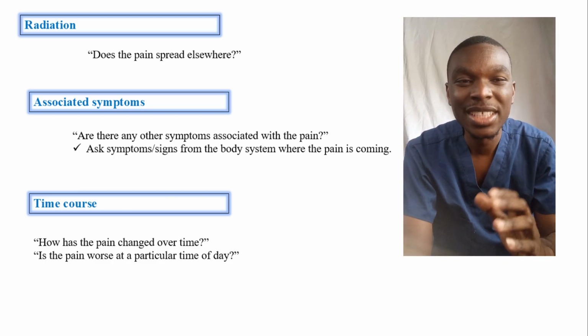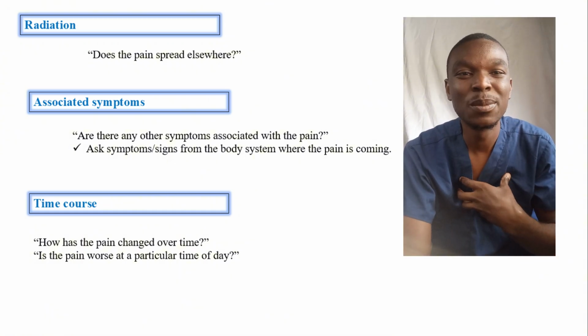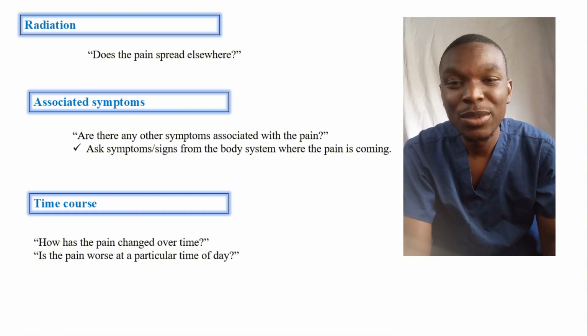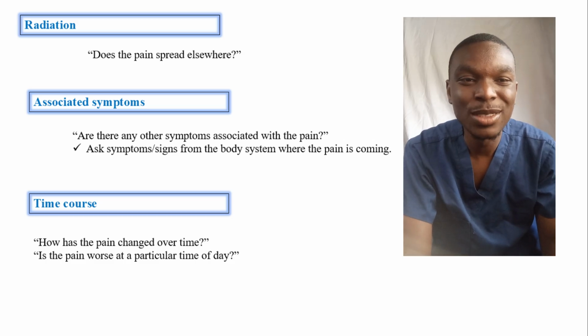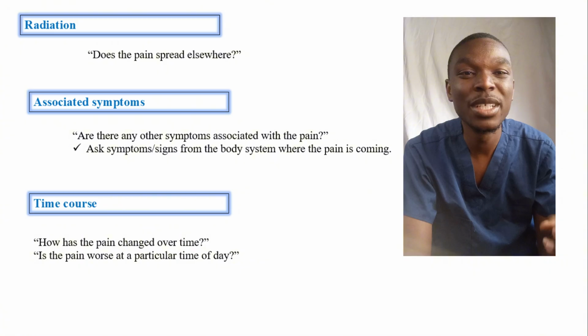Then, is it associated with anything? For example, it's a central chest pain. Then when the patient coughs, that's when they're feeling this pain. So the patient will tell you, actually, when I cough, this is when I'm feeling this pain.